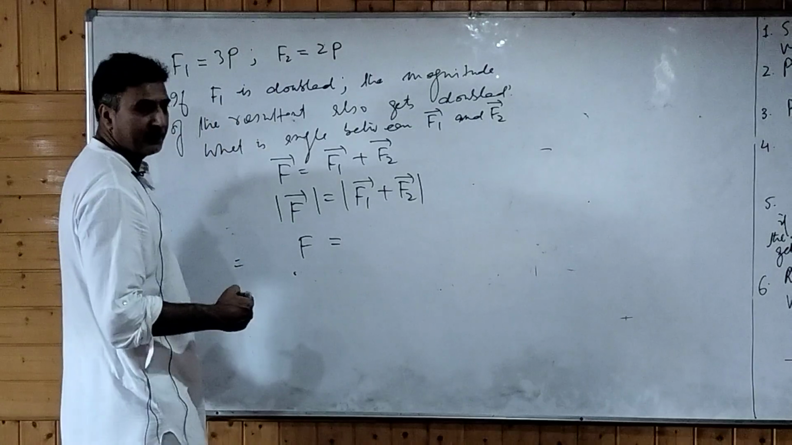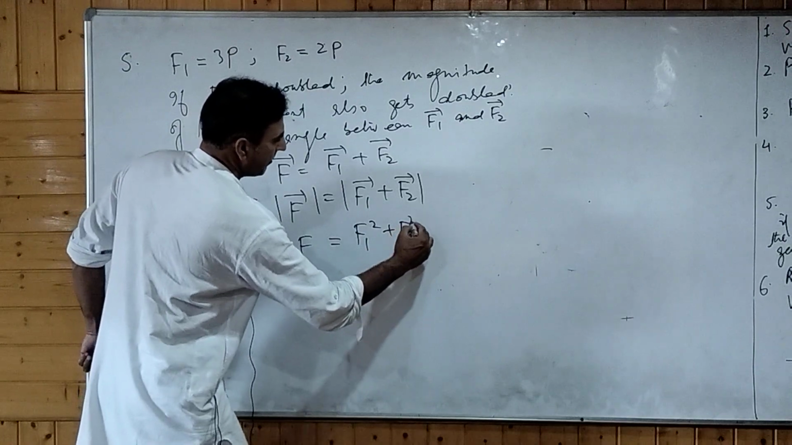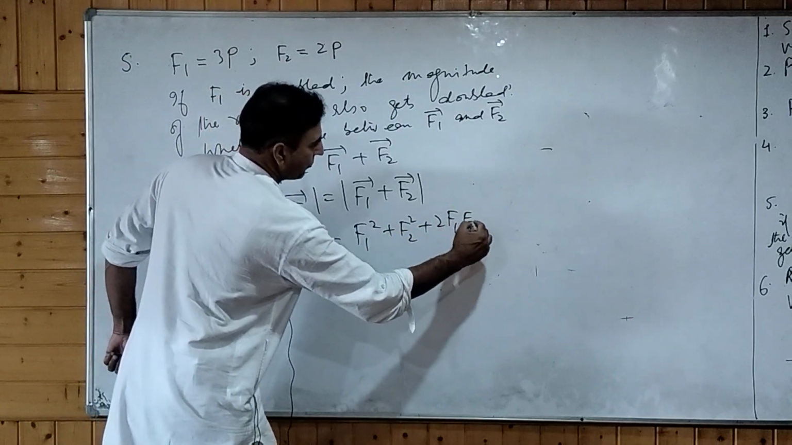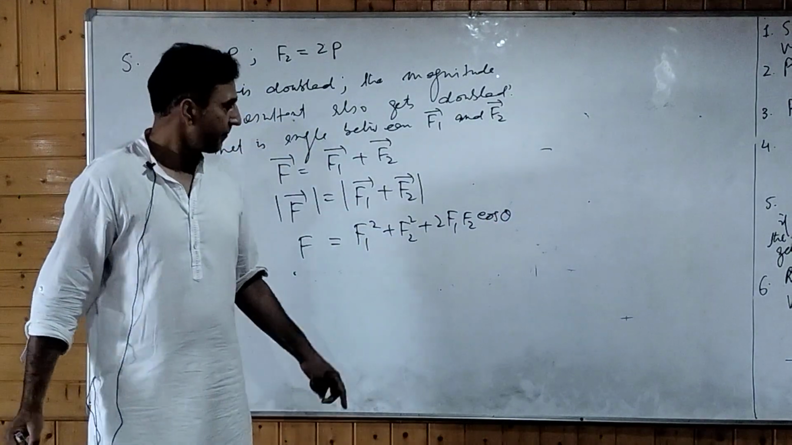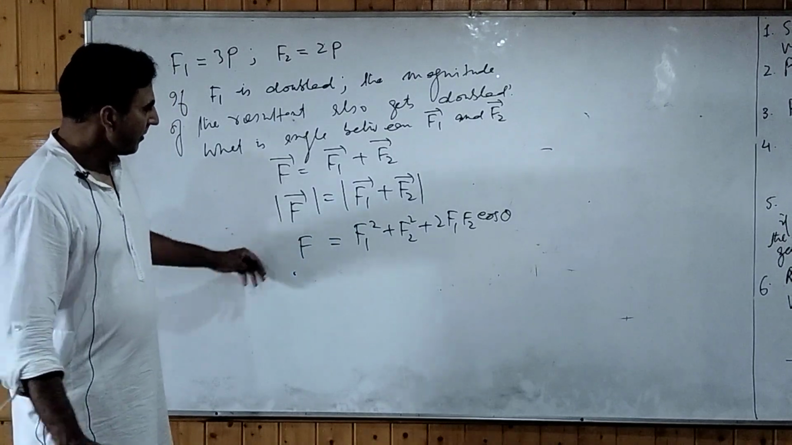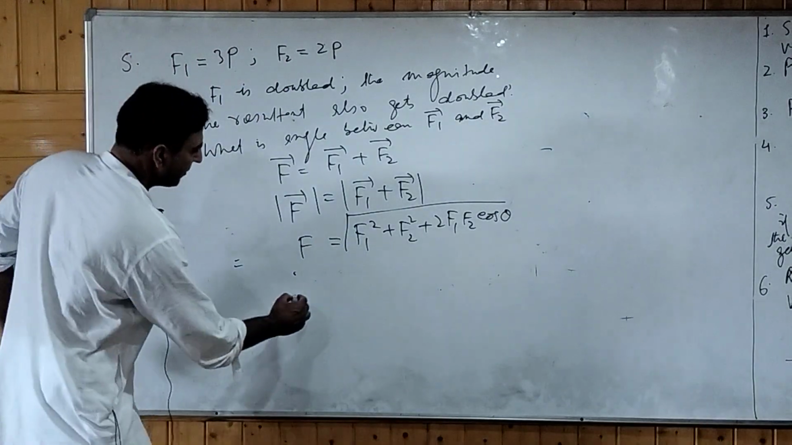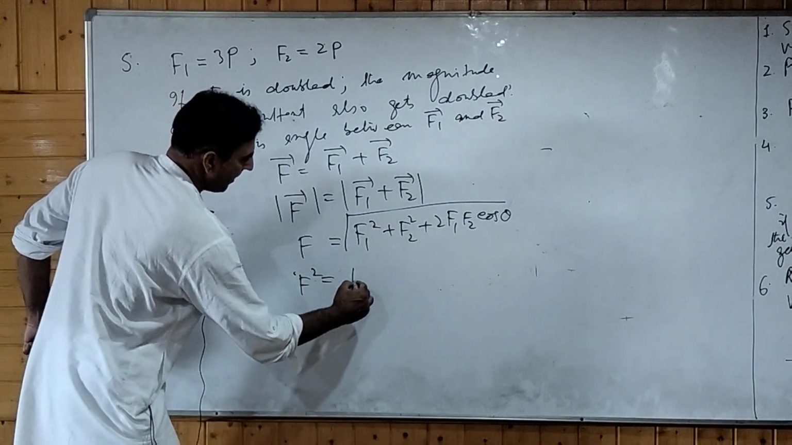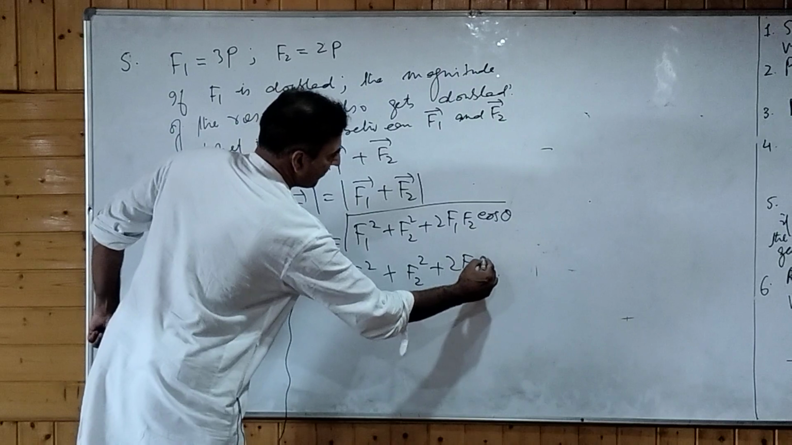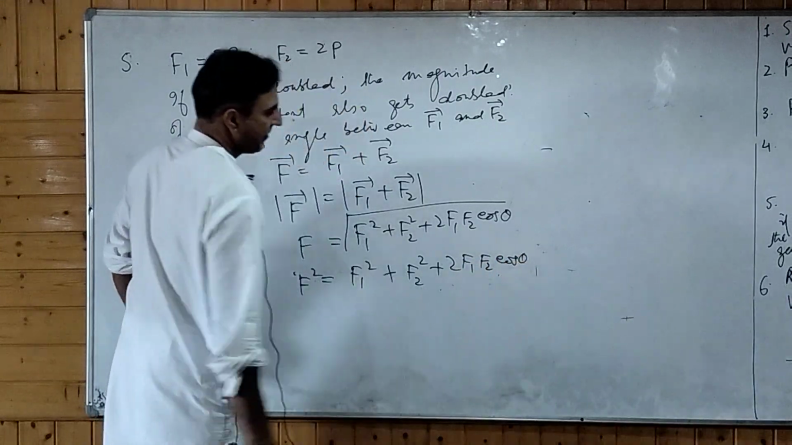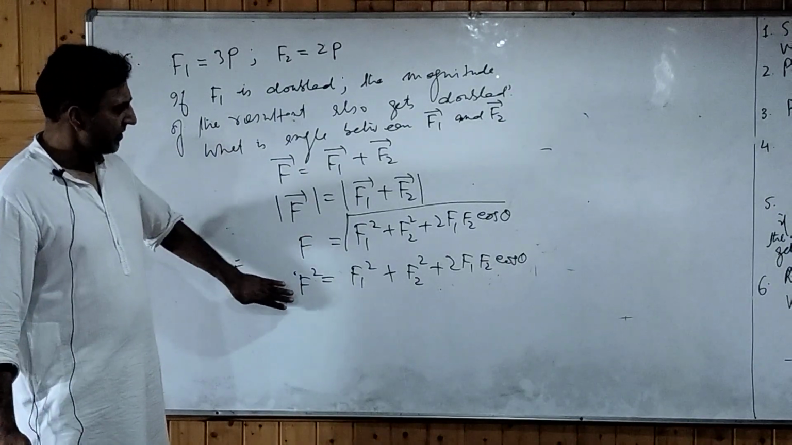So what should I write? F1 square plus F2 square plus 2 times F1 F2 cos of theta, where theta is the angle between F1 and F2, which we have to find. So here it is the root of this. If I square both sides, what am I going to get? I am going to get F square is equal to F1 square plus F2 square plus 2 times F1 F2 cos of theta, by squaring.